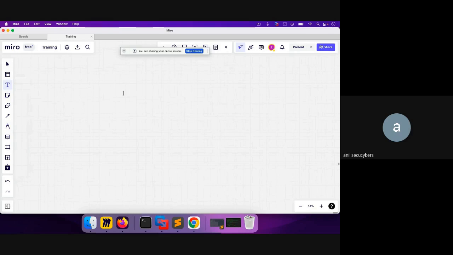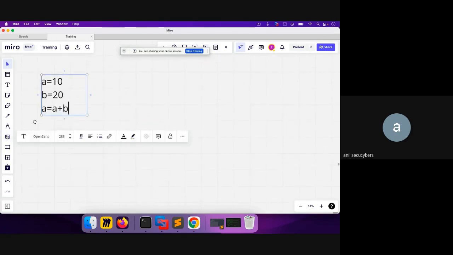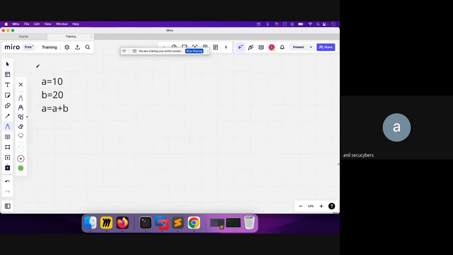Let's say there's a very simple code where A is equal to 10, B equals 20, and then A equals A plus B. Let's say these are the instructions, and they are stored in the memory part.